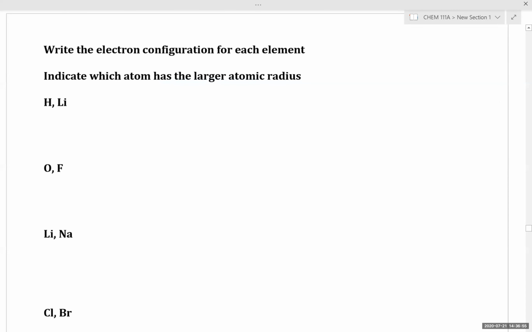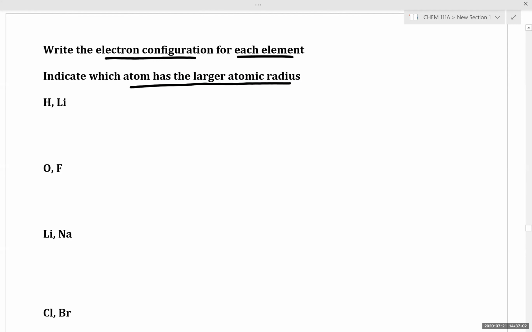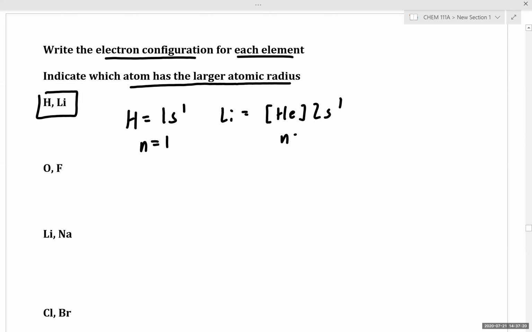Okay, so in the following problem set, we're asked to write the electron configuration for each element and indicate which atom has a larger atomic radius. So I'll start us off. So hydrogen and lithium. So hydrogen's configuration is 1s1. Lithium's configuration is helium 2s1. Hydrogen is n equals 1. Lithium is n equals 2. So then lithium is larger as its outermost orbital is larger.